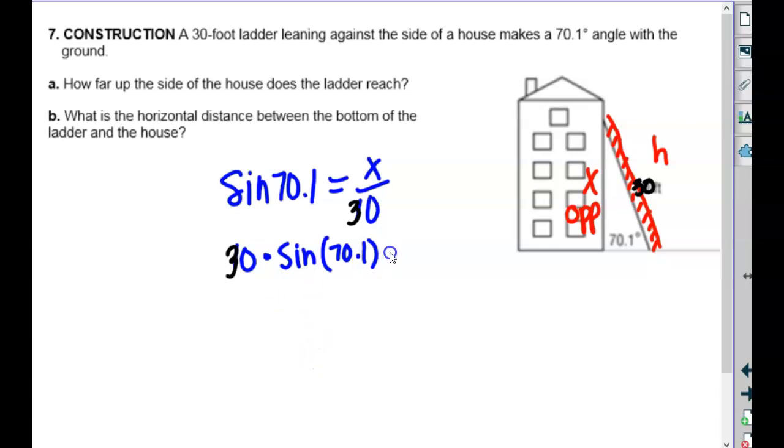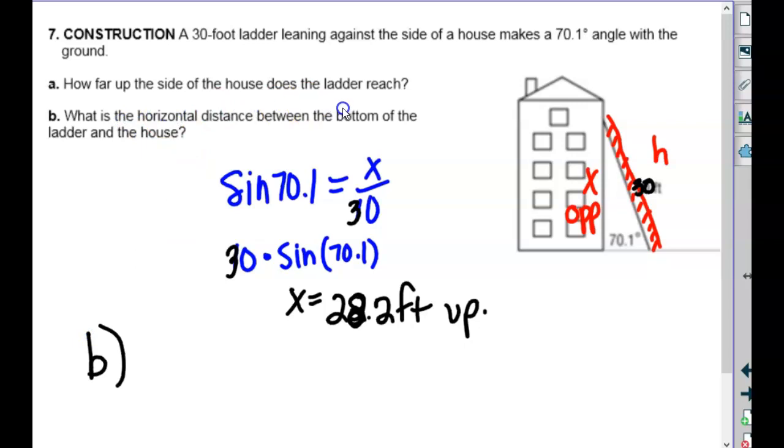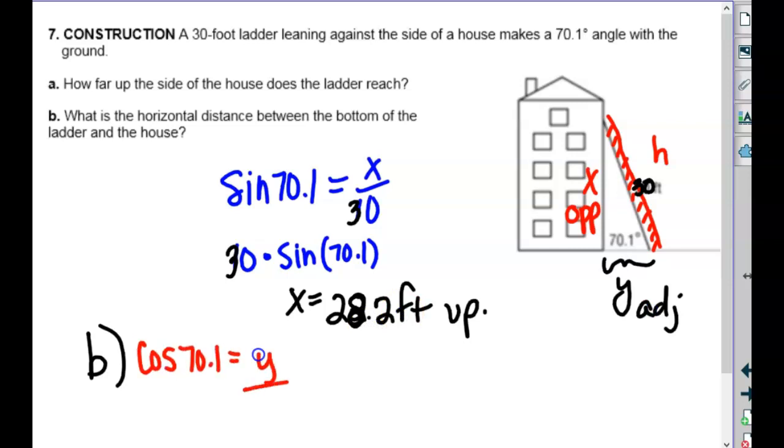30 times the sine of 70.1, anybody get an answer? 28.2 feet up the side of the house. And then part B says what is the horizontal distance from here down here? So I'm going to call that y, and that would be adjacent, which means I would need cosine of 70.1 equals adjacent over hypotenuse, or 30.